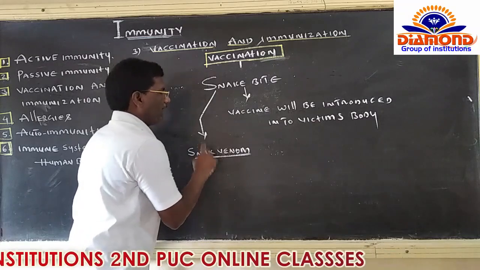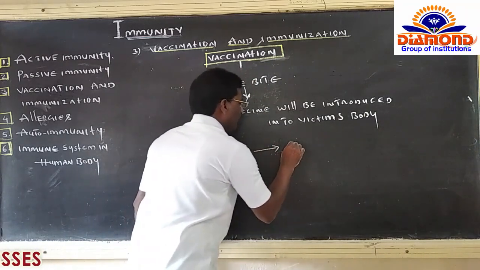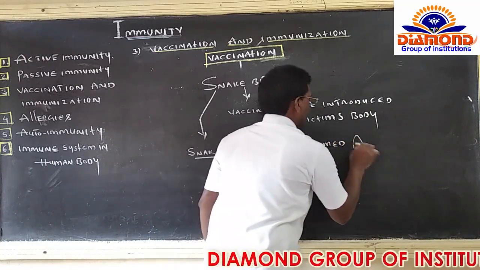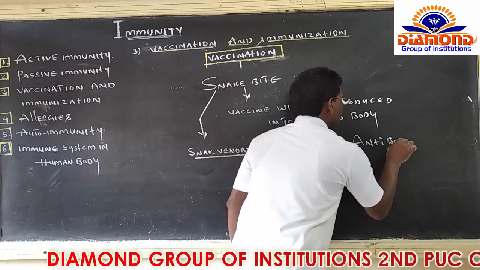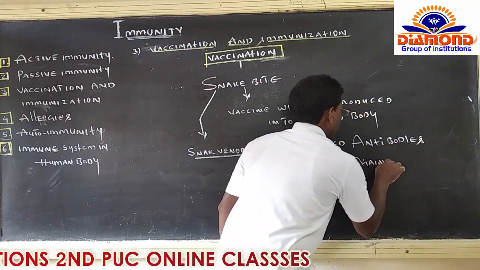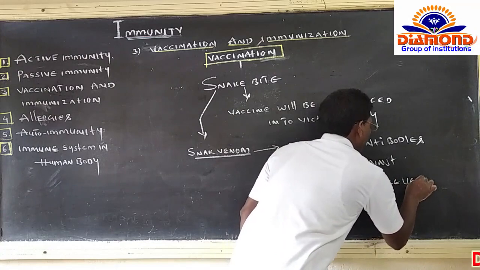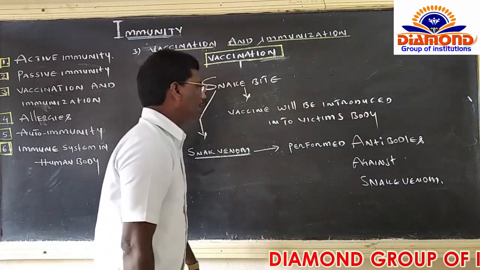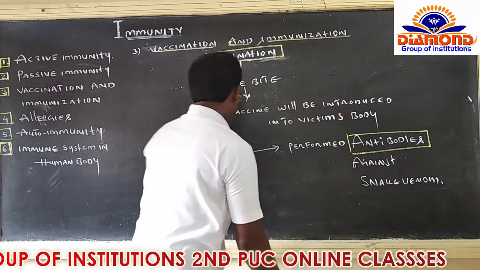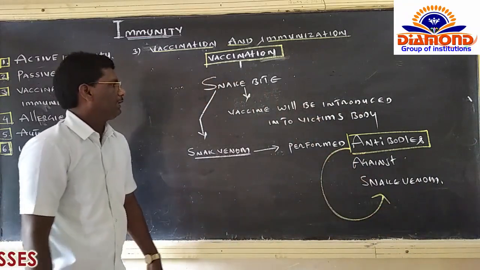Against this snake venom, already in the snake bite vaccine, antibodies are present there. Antibodies against snake venom. So these antibodies are going to work against the snake venom. ये antibodies है ना, snake venom के ऊपर काम कर सकता है.